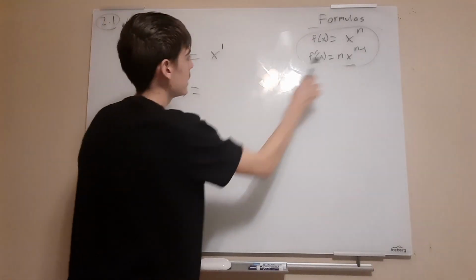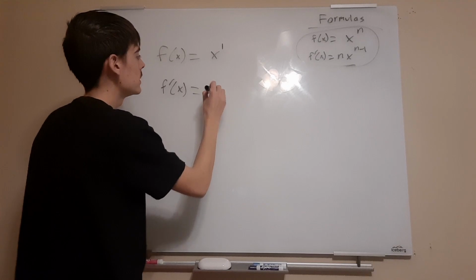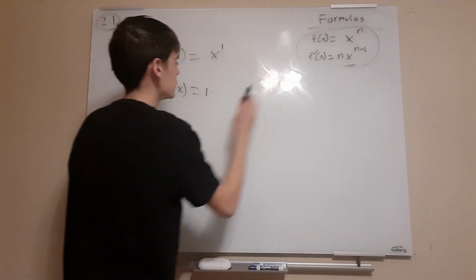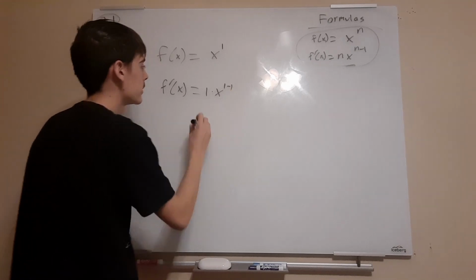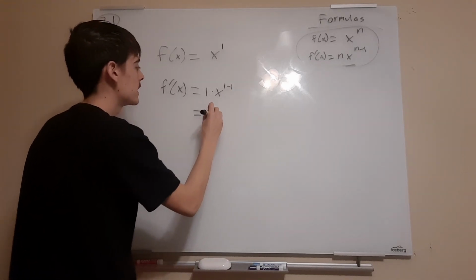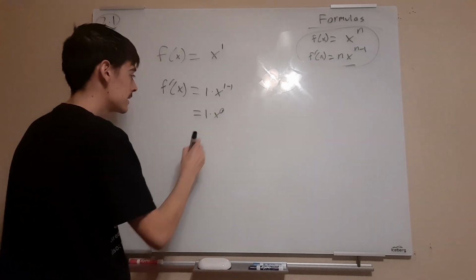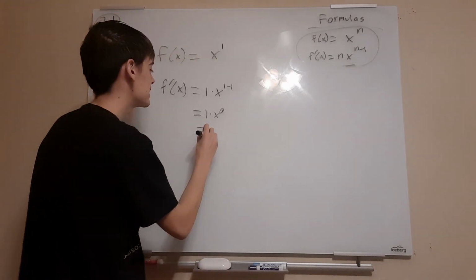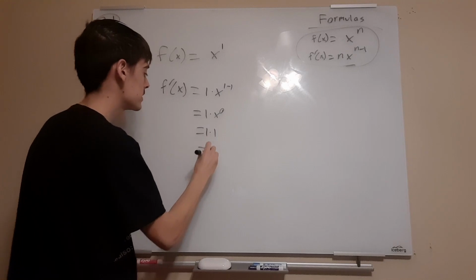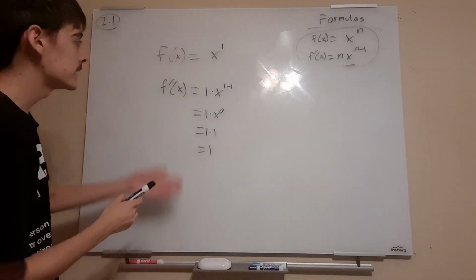So we bring the n out to the front, so it's just 1, multiplied by x to the n minus 1. So x to the n, in this case it's 1, minus 1. That's the same as 1 times x to the 0. X to the 0, anything to the 0 power is 1, so that's just going to be the same as 1 times 1, and our answer is just going to be 1, and that's how we got this answer.